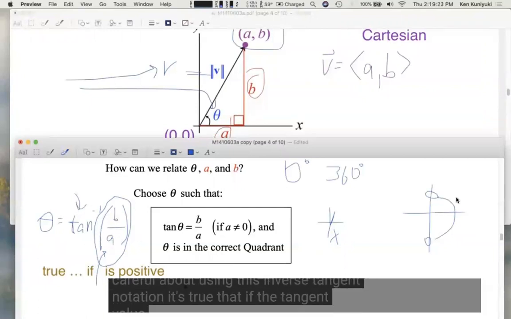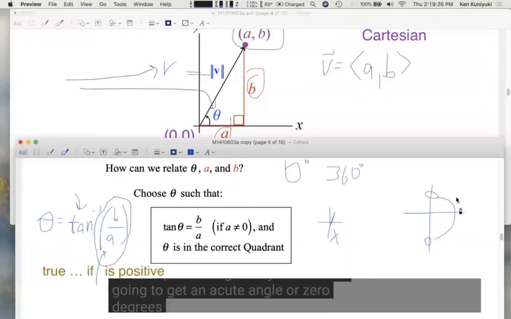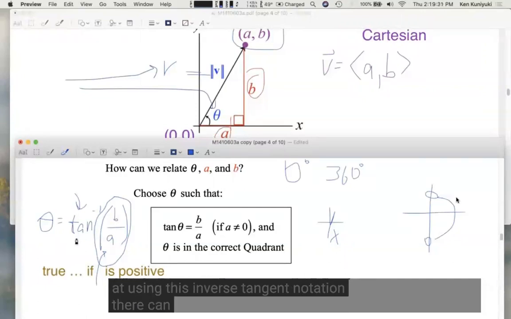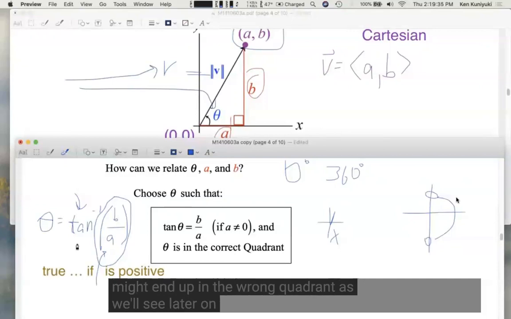It's true that if the tangent value is positive, then we're either going to get an acute angle or 0 degrees. That's fine. But be very careful about using this inverse tangent notation. There can be some pitfalls. And also, you might end up in the wrong quadrant, as we'll see later on.